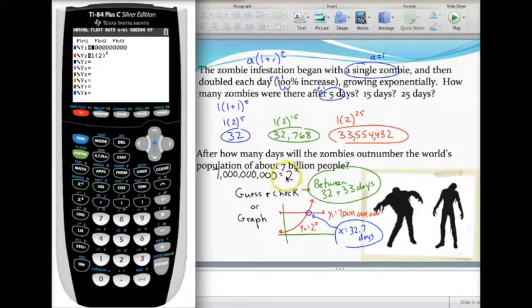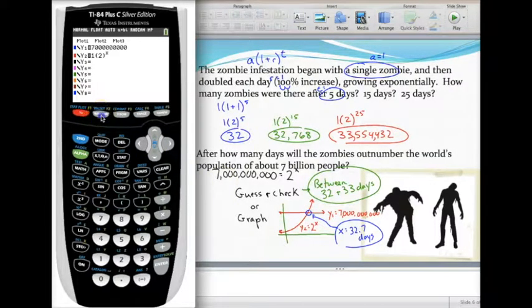And then as y2, type in your equation, 2 to the x, or 1 times 2 to the x. Be careful that you type an x in there. If you just type a number for x, it's going to graph a line, because 2 to some number is just a number. I want to make sure that's changing. So I want to find where these two graphs intersect.